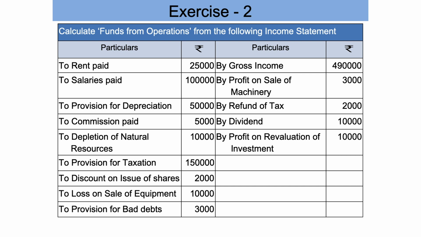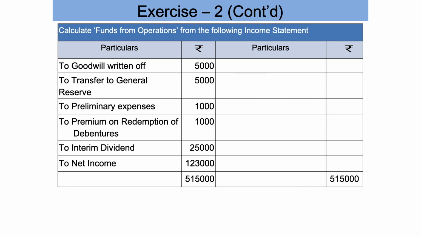Then credit side, gross income, that is gross profit, it won't be taken for calculation. Then profit on sale of machinery, non-operating income, refund of tax, non-operating income, dividend and profit on revaluation of investment, non-operating income. Remaining expenses, goodwill written off, non-operating expenses, transfer to general reserve, non-operating, preliminary expenses, non-operating, premium on redemption, non-operating, interim dividend, non-operating expenses. Net income is a net profit, that is closing balance of profit.